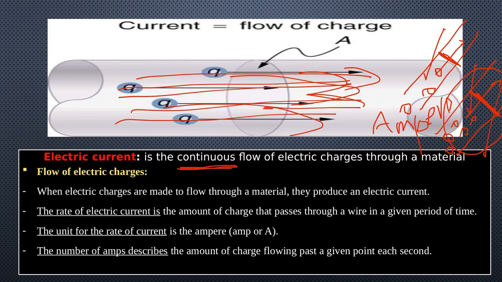Which one has more electric current? For sure, the one with the higher ampere. So the number of amperes describes the amount of charge flowing past a given point each second.